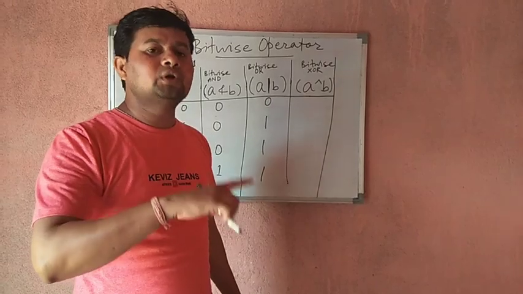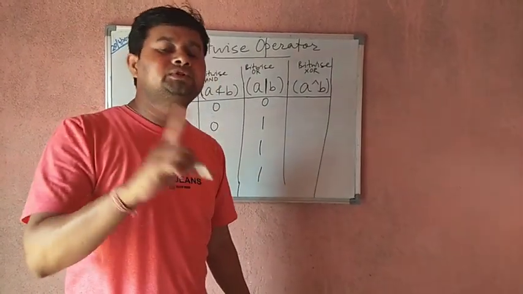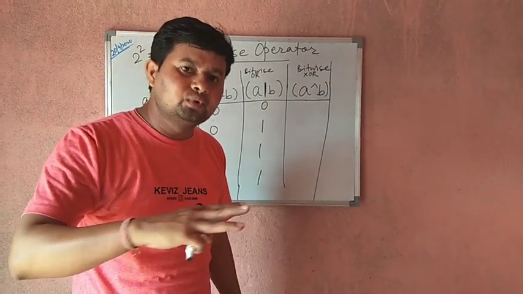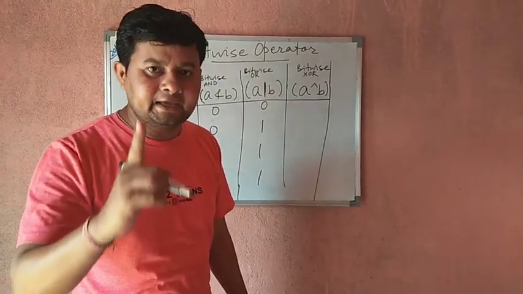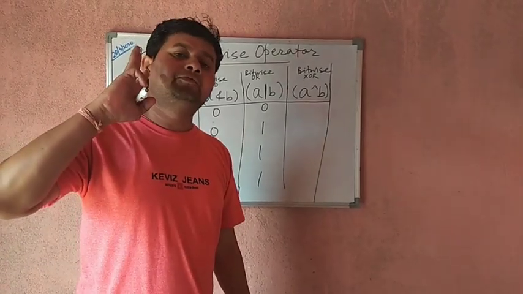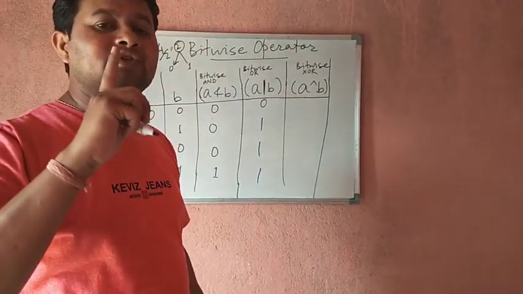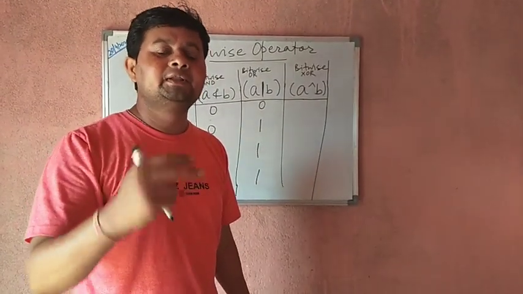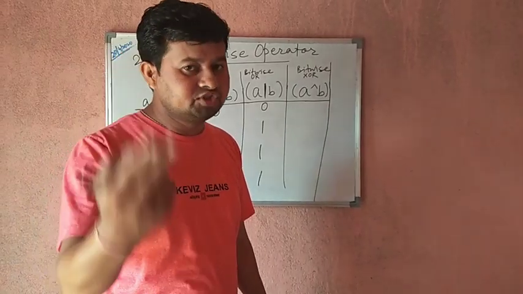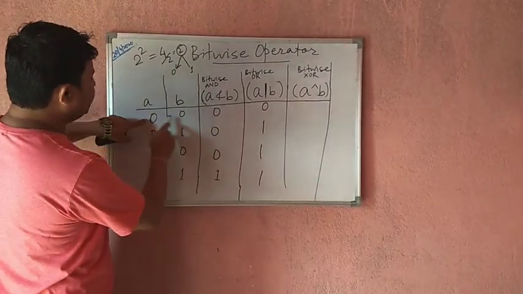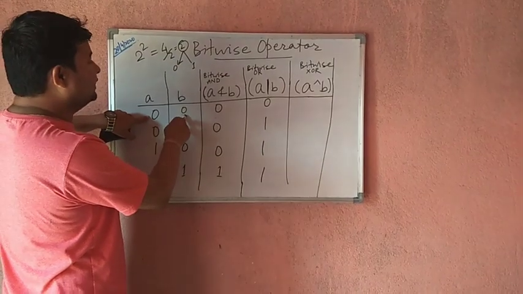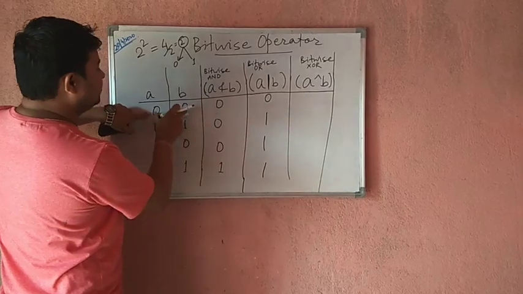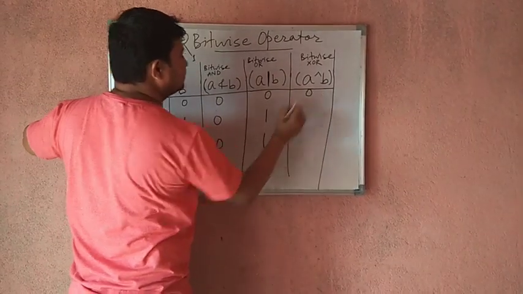But if all inputs are 0, then we consider this as 0. And if the number of inputs that are 1 is even, then it will produce 0. See, so both are 0. As I told you, if all are 0, then 0. So these two you ignore. Both are 0, so it is producing 0.